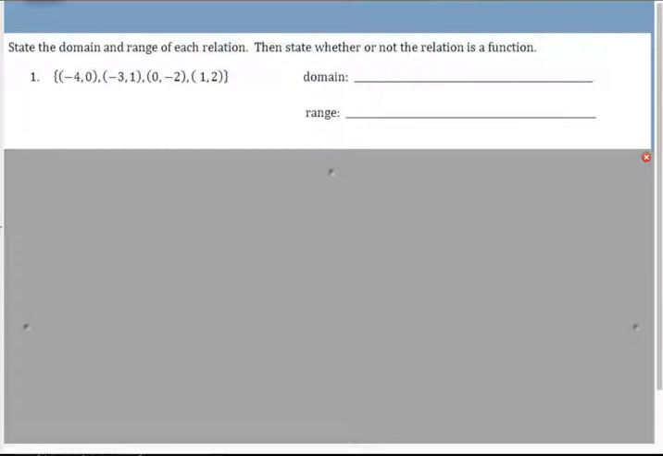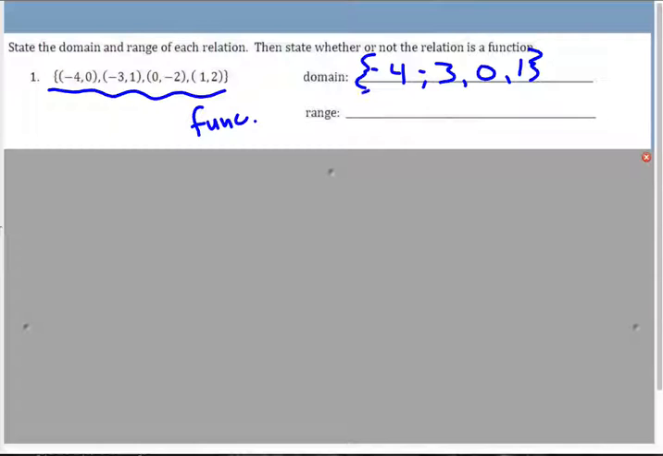So it says state the domain and range of each function, or I'm sorry, each relation. This is a relation right here. And then determine if it's a function or not. Well, my domain, using my braces, is -4, -3, 0, and 1. Nothing repeats there for my domain, so this is a function. Doesn't matter what the range is, because you only have to worry about the domain repeating. My range is 0, 1, -2, and 2. And there we go. That is a function because the x values don't repeat.